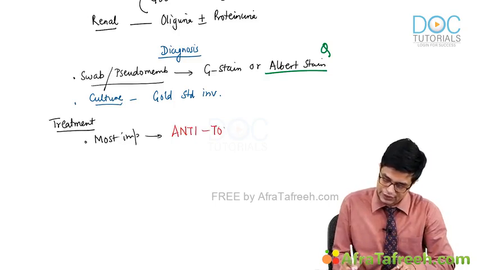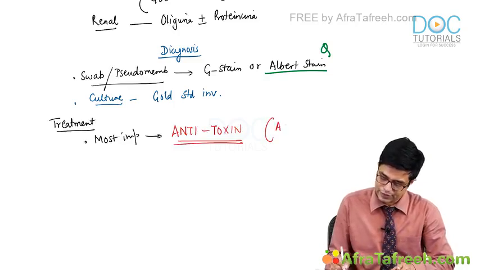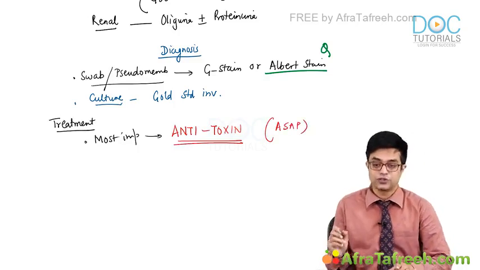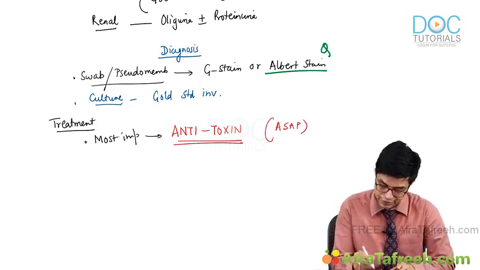So, the most important component of therapy in diphtheria is administration of antitoxin. Antitoxin therapy is considered to be the most important. It should be given ASAP. ASAP means as soon as possible. So, diphtheria antitoxin should be given. Along with that, you will also start the patient on antibiotics.